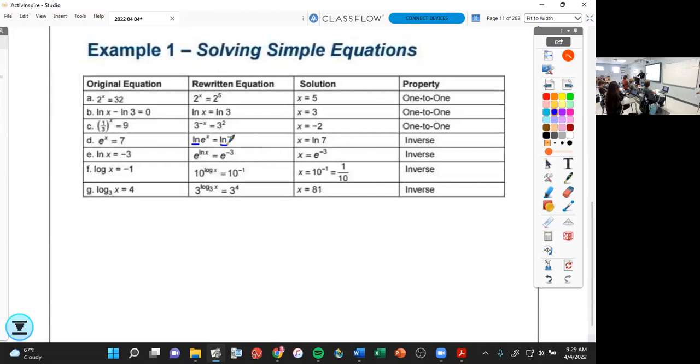So what I'm doing is I'm going to choose some base. In this case, it's going to be e. I'll put an e right there and e right there. It gives me e to the natural log of x equals e to the negative third power. Why do you do that? Because e to the natural log cancels, giving me x equals e to the negative third power.